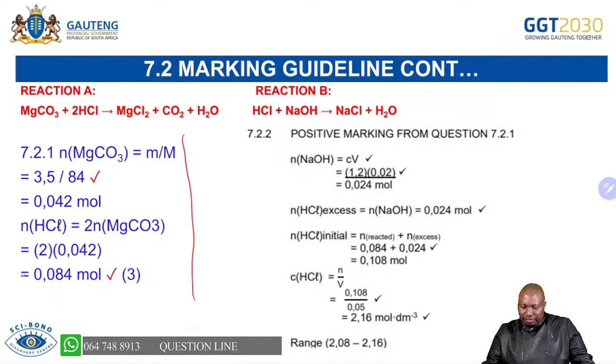So the first thing that we've done, we said, okay, C equals n over V. We said, okay, 1,2 times 0,02. Remember, we were given 20 cubic centimeters of sodium hydroxide, so you are able to multiply that. You get the number of moles of sodium hydroxide.